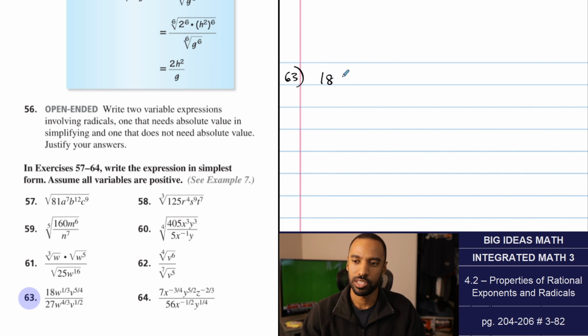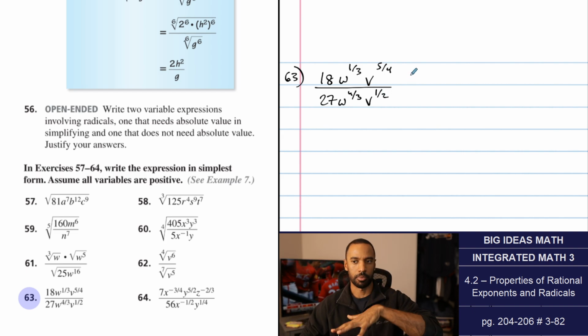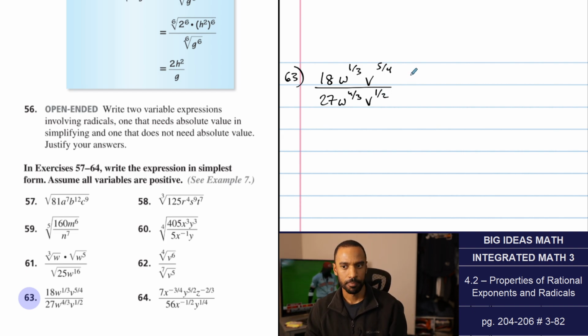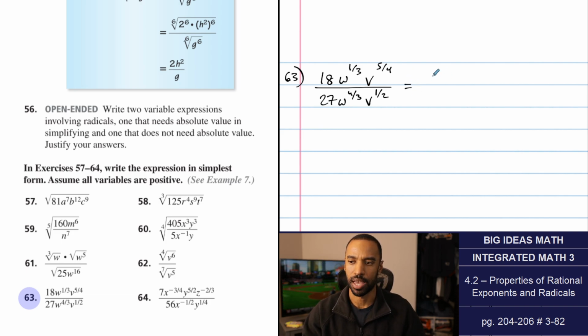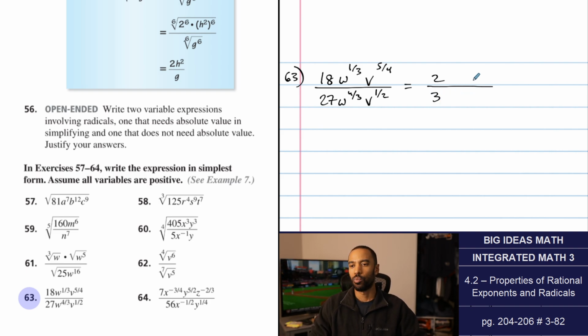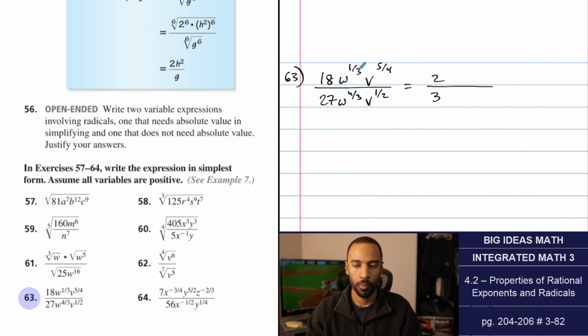All right, we have 18 w to the 1/3 v to the 5/4 over 27 times w to the 4/3 times v to the 1/2. Once again, we treat numbers with numbers, w's with w's, v's with v's. Don't forget that. 18 over 27 does reduce to 2/3. I'm going to start with that one straight up. That won't change no matter what I do here. So 2/3 is there.